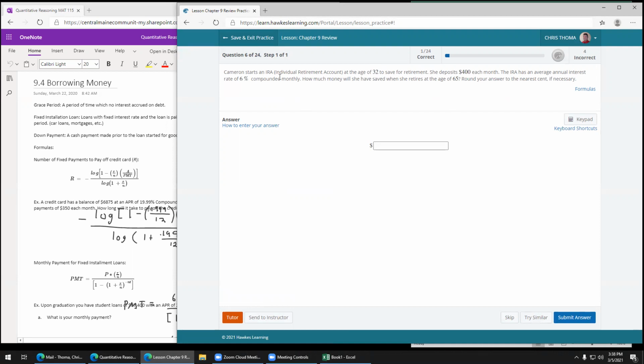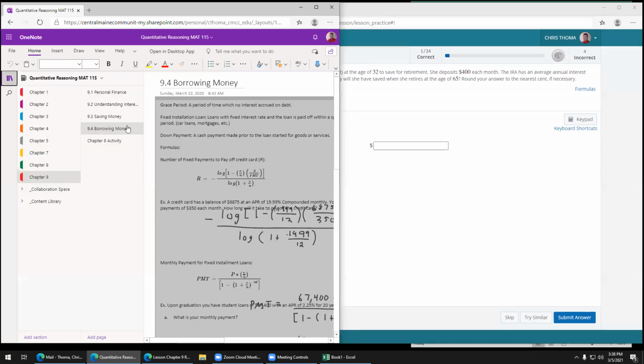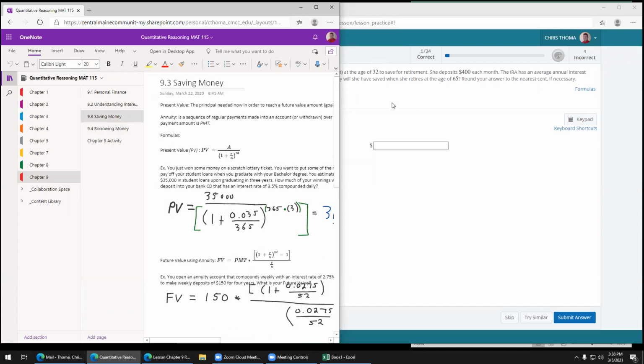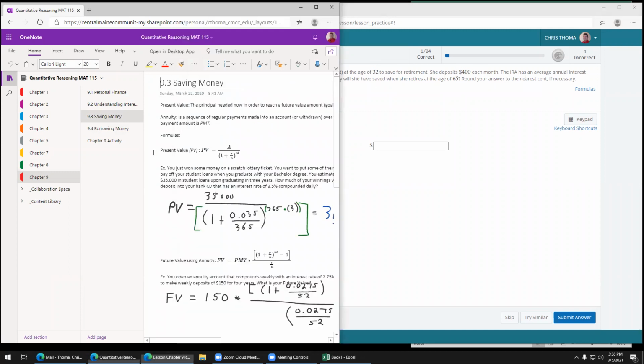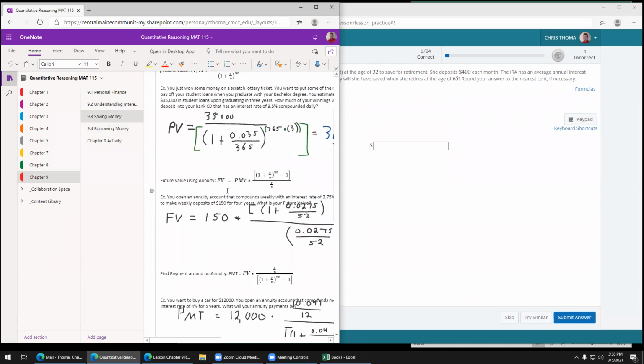So now we're doing an individual retirement account. So now we're not borrowing money, so that means we're saving money. So we go to 9.3. And what are we trying to find? Cameron starts an IRA at the age of 30 to save for his retirement. She deposits 400, annual interest compounded monthly is when they tell us it's monthly. So we want to know how much you'll have at 65. So that is a future value problem because we're trying to find the future value, right?